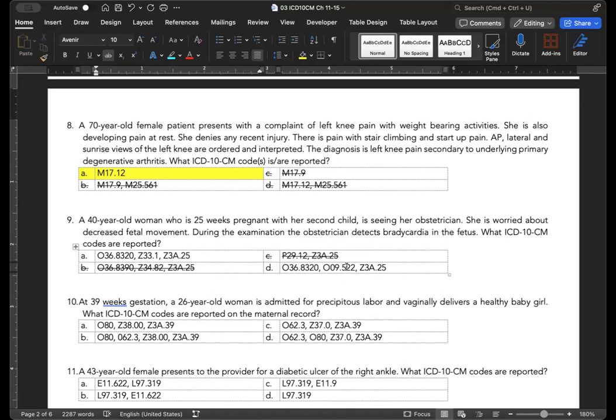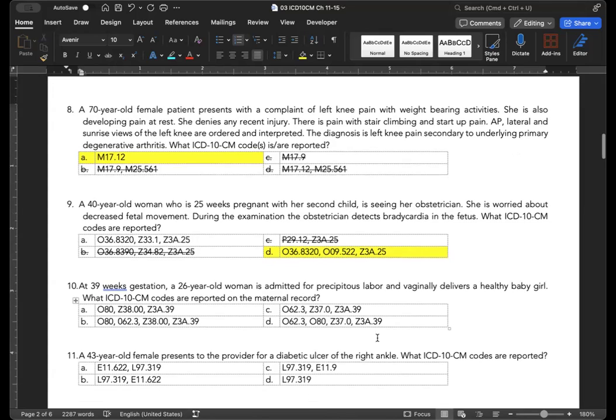Okay. So we do need to use the O09.522. So that's going to give us letter D. Dawn, can you let Crystal know where it is in the Optum? Is it directly underneath of that O09.5 subcategory? Okay, page 892. If you have the AAPC version, then it's on page 929. Okay.